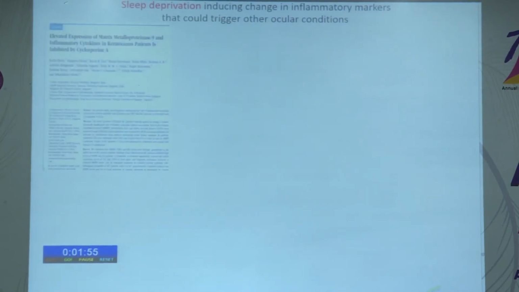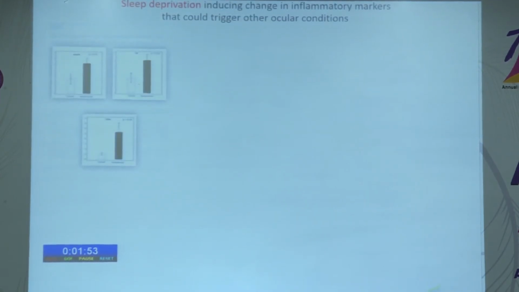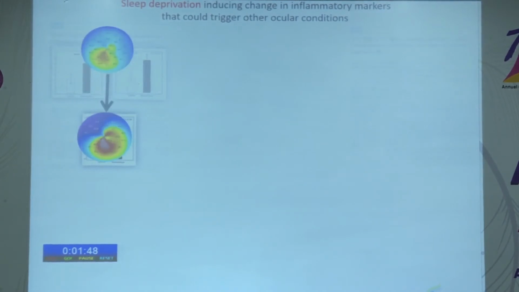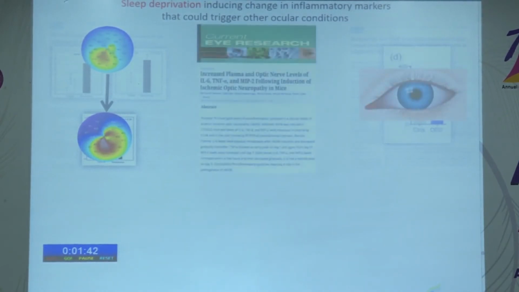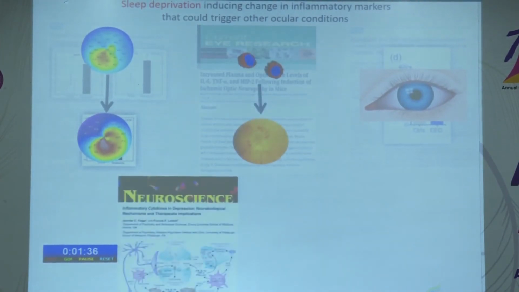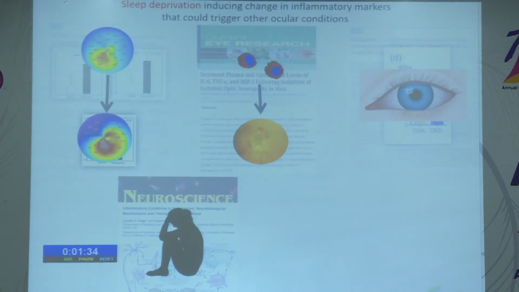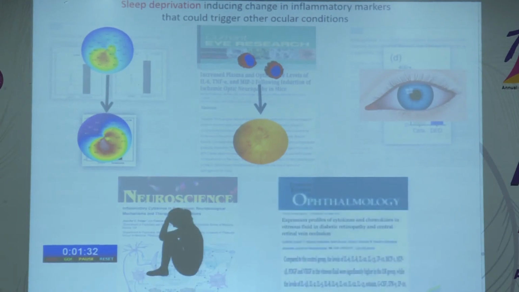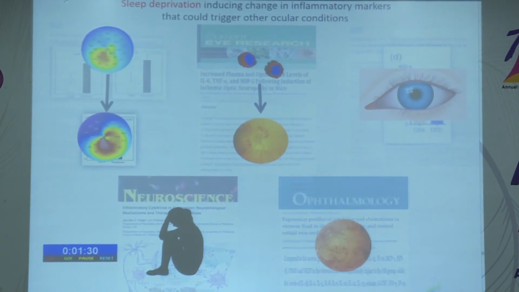So we know that the cytokines that we studied, like interleukin 1 and 6, increased levels of that could cause a progression of keratoconus. We also know that increased levels of MMP9 cause dry eye disease. It's already been published that raised interleukins and TNF alpha also lead to AION. It's also known that high levels of cytokines are seen in conditions like depression, and also increased cytokines and chemokines are risk factors for conditions like diabetic retinopathy and CRVO.